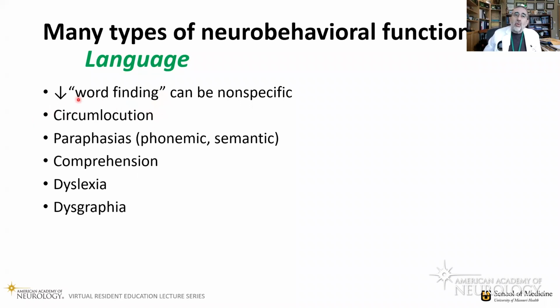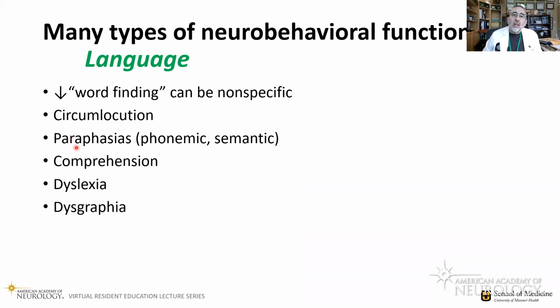Sometimes what a person will do is to talk around a word, circumlocution. They may, instead of saying the word, talk about the information so that the other person in the conversation understands the word. Again, this is somewhat nonspecific. You and I do this all the time when we can't come up with the word we're trying to say.